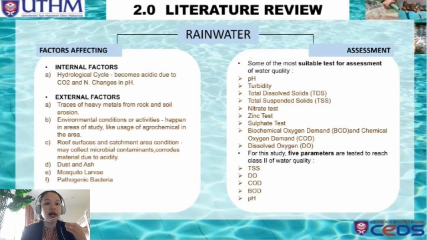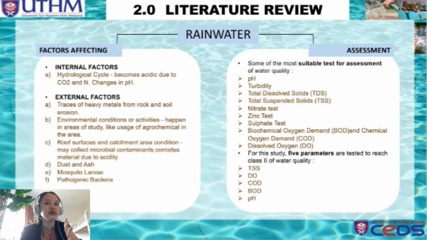So this will change the pH of the rainwater itself. For external factors, there are a few mentioned here. One, the traces of heavy metals in water due to rock and soil erosion. The second one is environmental conditions or activities that happen in the areas of study where we collect rainwater, such as the usage of agrochemicals in the area, which will contribute to the factors affecting the rainwater quality itself.